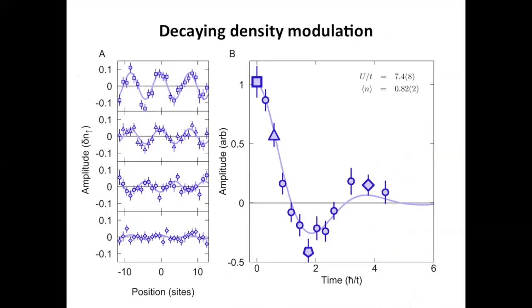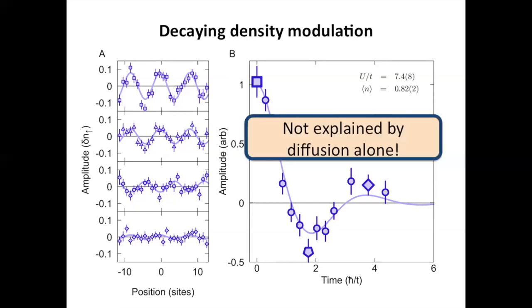Okay, so let me show you some data at strong interaction. This is U over t roughly 8, and the hole doping is about 18%. What we observe for a charge density wave with a wavelength of about 5 sites is an underdamped oscillation of the amplitude of the charge density wave. So this is already surprising, right? That's not what you would expect from diffusion, because diffusion would predict an exponential decay of the amplitude.